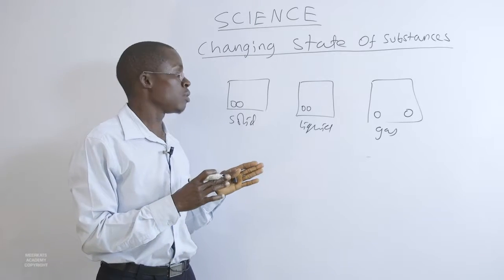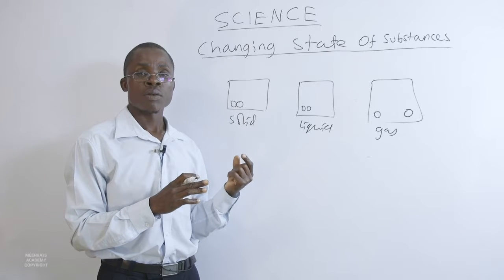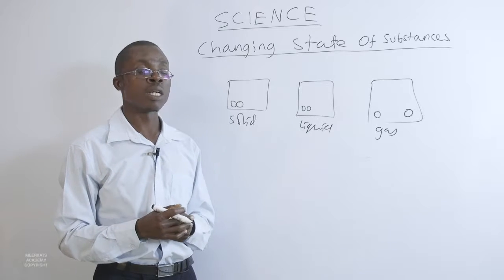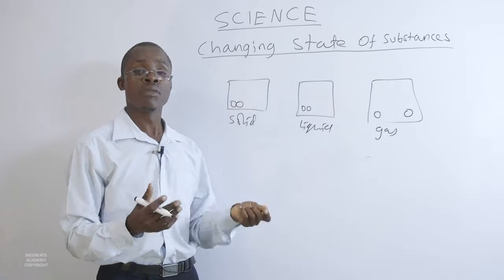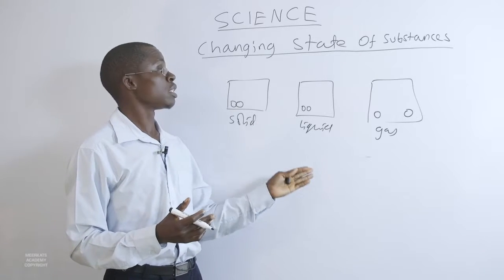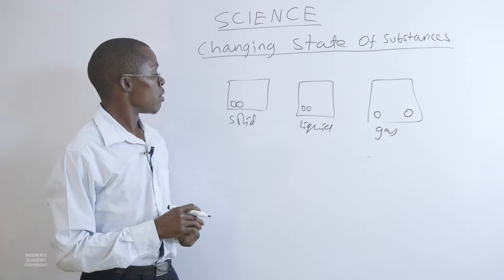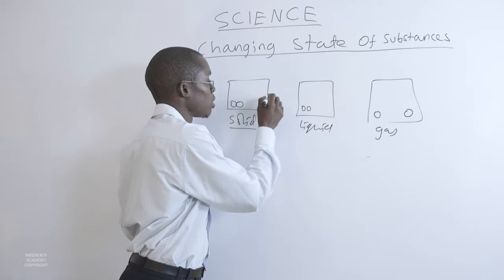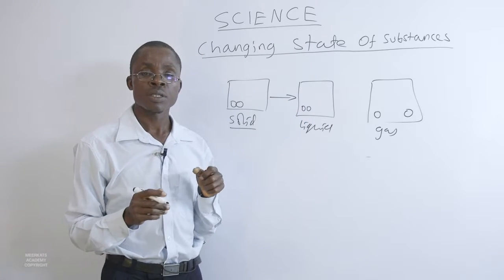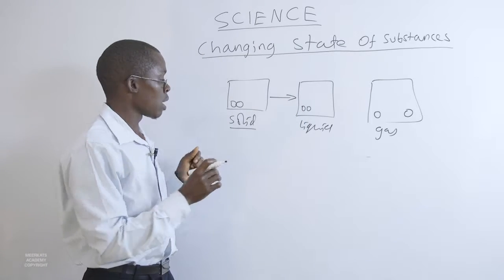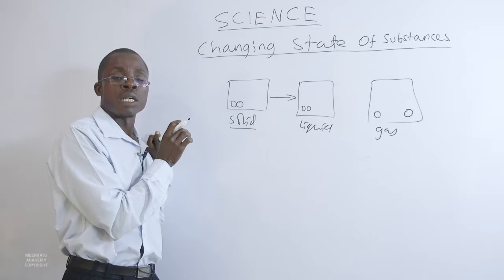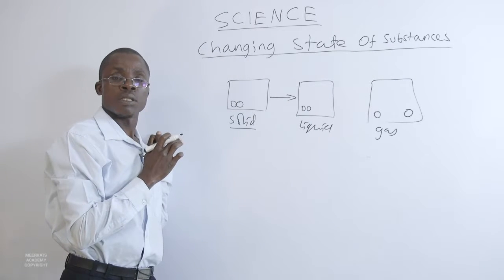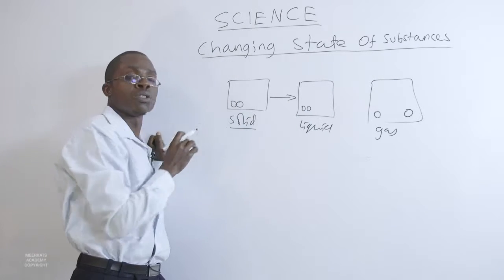Now, this is the same model we are going to use to do our further explanation and even use examples and give the names associated with the changes in state. Now, if you start off with a solid and you are supposed to move from a solid to a liquid, you have first of all to look at the particles that are in that substance, and what is happening to those particles.